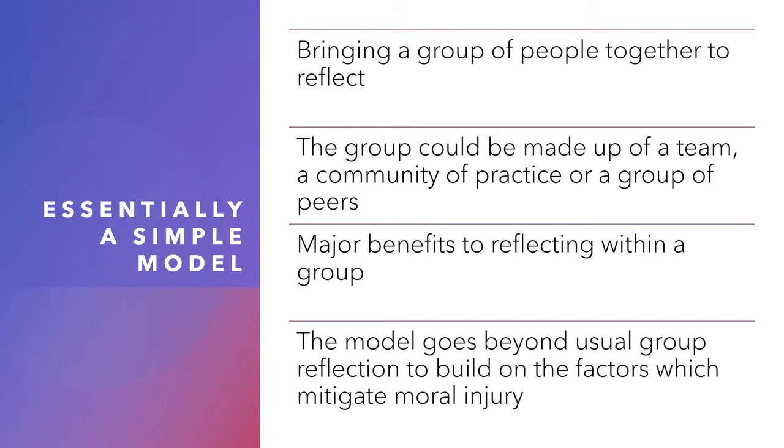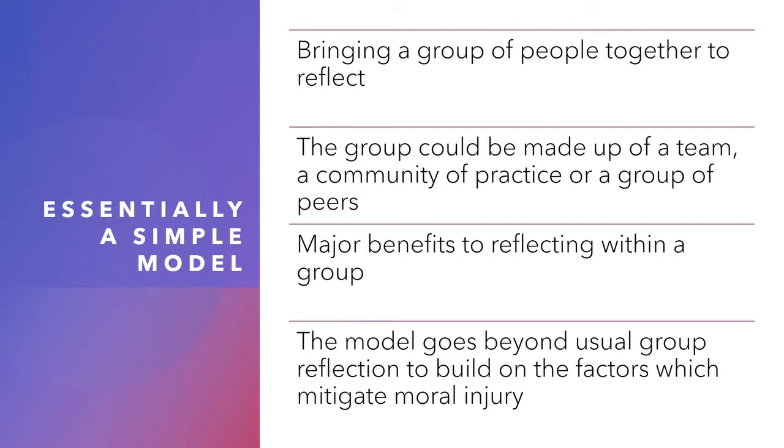The group could be made up of a team. It could be a community of practice, so perhaps a team that are working with a particular family or a team that's working on a particular project. Or it might be a group of peers. So for example, we've facilitated lots of reflective connection sessions for newly qualified social workers or for practice educators, so a group of peers. We know, of course, that there are major benefits to reflecting within a group, and the model builds on that but goes beyond the usual group reflection to build on the factors which mitigate moral injury.